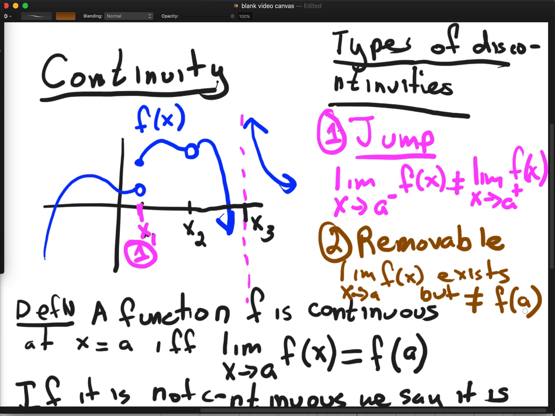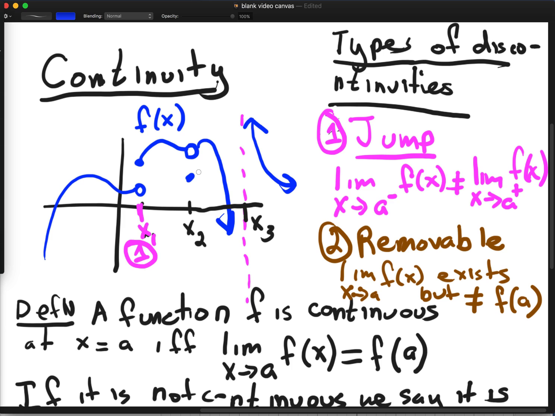Okay, now let me just change the graph one tiny bit just to ask you, is that still a removable discontinuity based on the definition? Yes. Good. Yes, it is, because notice the limit still exists, right? What's the value of the function in this case?